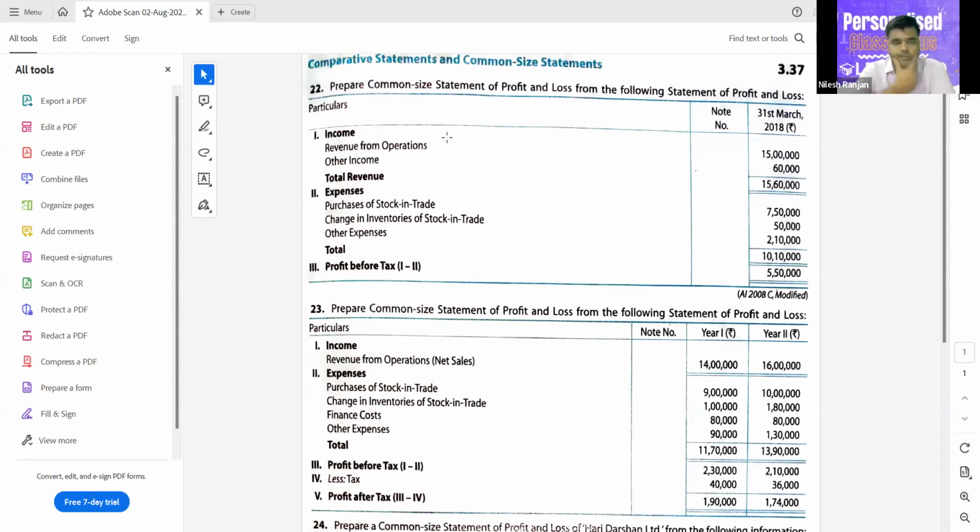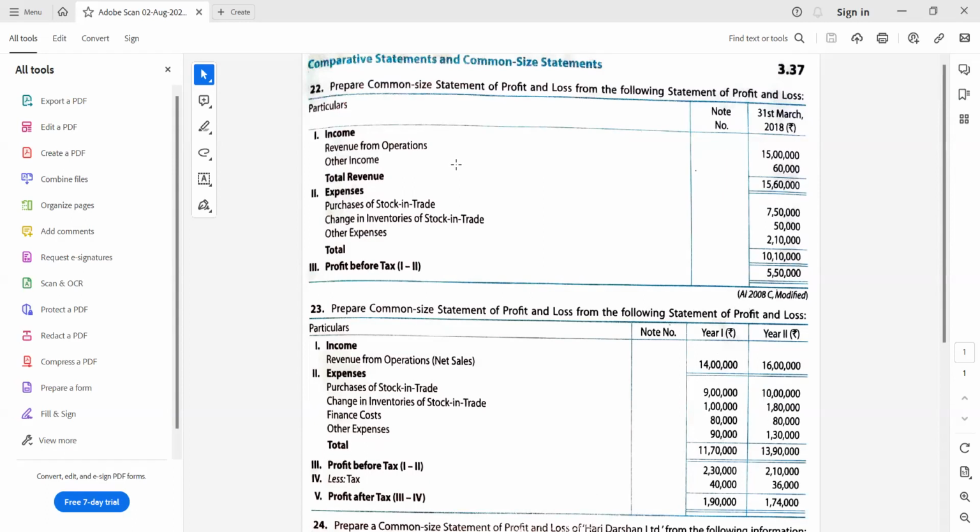So this is our question. Have you done any of these questions? So 1 minute. No, sir. I did the balance sheet only.